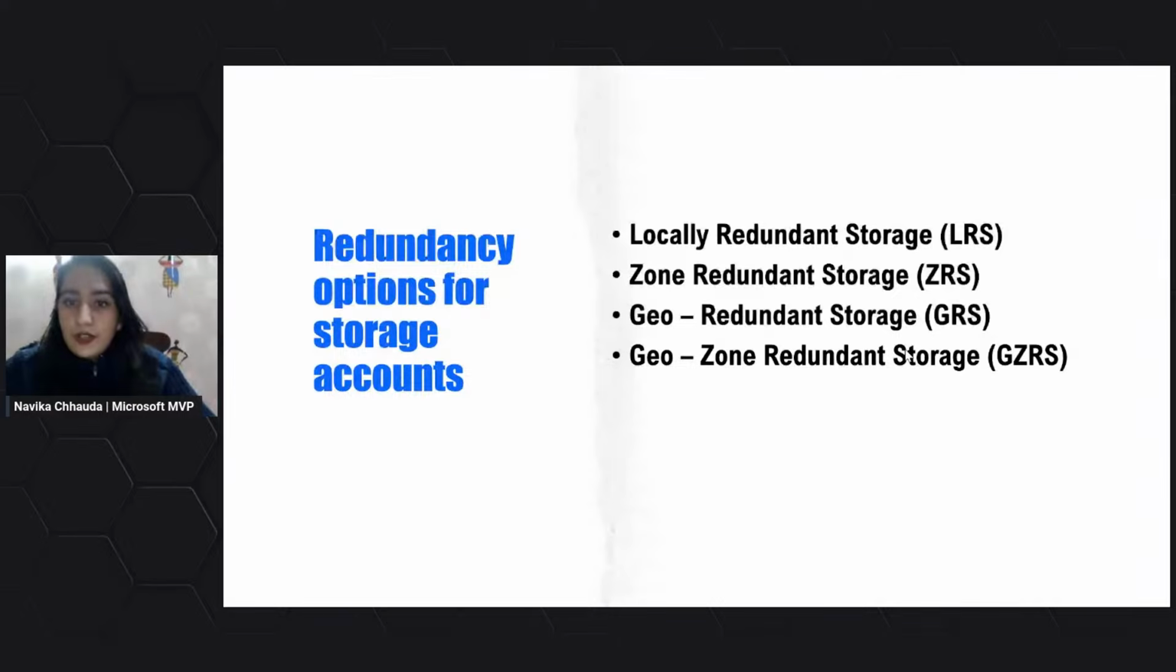And then we have GRS and GZRS. Those are the highest priced ones, because here your data is three times synchronously copied in the primary region and then in the secondary region as well. So you have a good data backup facility in the bottom two categories of redundancy options. So that's a quick high level. You should know what these different redundancy options in Azure are, and it's important to know.